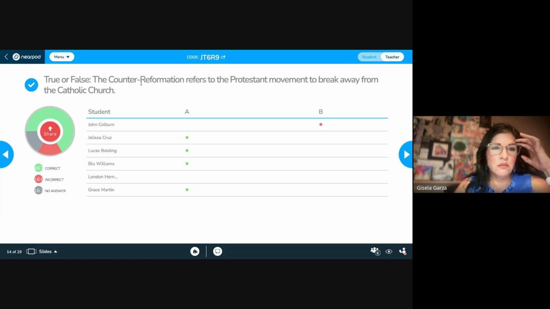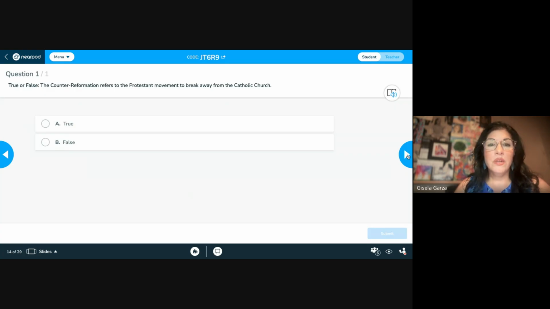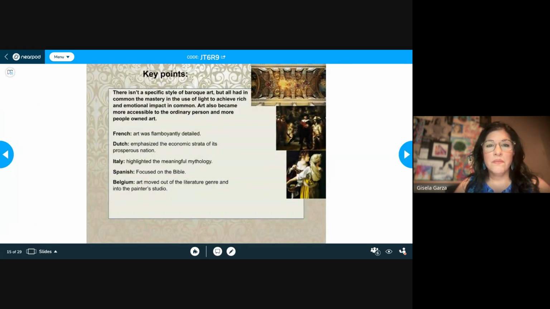Yes, the answer is true. The Counter-Reformation refers to the Protestant movement breaking away from the Catholic Church. So now is when the church freaked out and they said, okay, we need to do something about this, right?